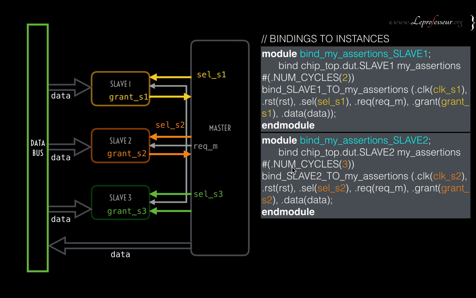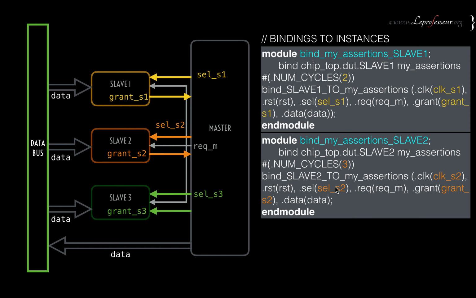Okay, so I can do it here for slave 3. Then bind slave 2 to my assertions; the bind slave 2 instance name should be unique. Then the clock I would like to bind to the slave 2 clock, clock_s2, reset, and the select with respect to the slave 2 select, select_s2, and the request, master sends the same request, request_m, and the grant, slave 2 sends the grant signal, grant_s2, back to the master, and the data which is common.